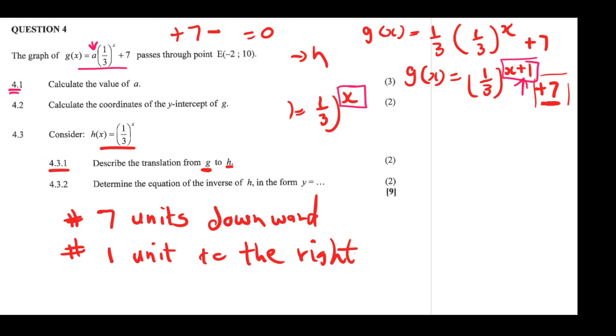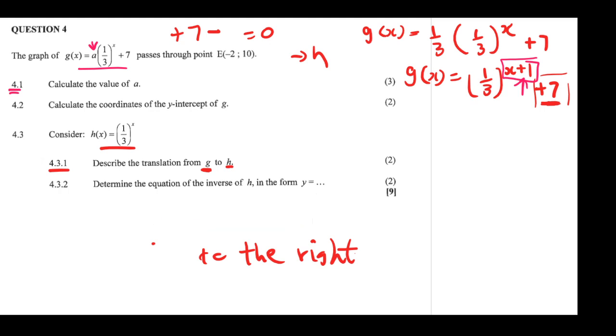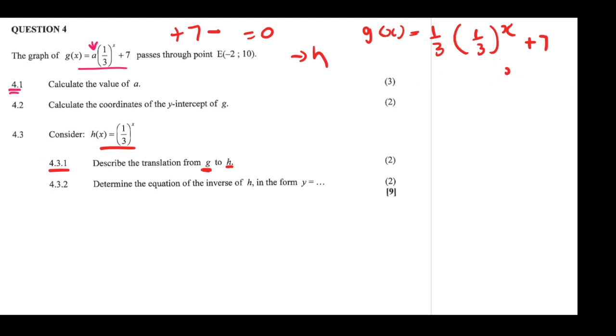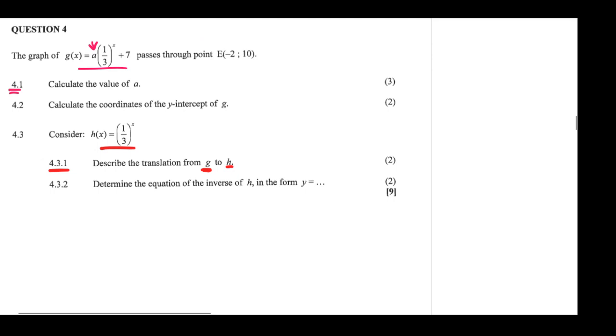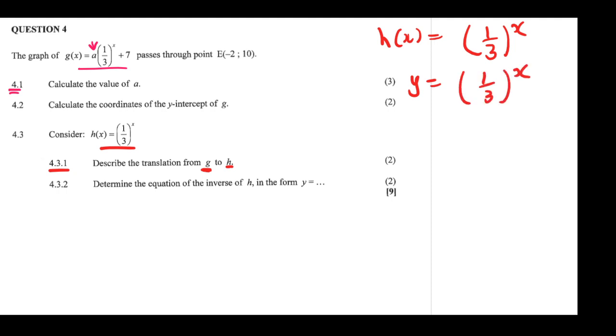Right. And now let's do the last question of this problem. We are asked to determine the inverse of h. To find the inverse, h of x is given as (1 over 3) to the power of x. We write first y equals (1 over 3) to the power of x, and we swap. Where there's x, we put y, where there's y, we put x. So here we get x equals (1 over 3) to the power of y.